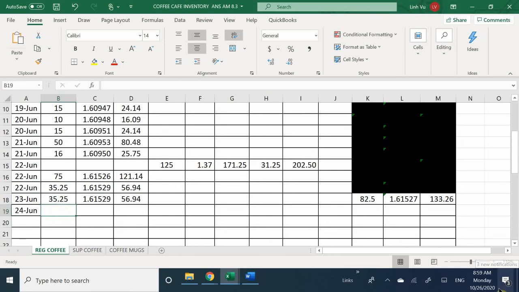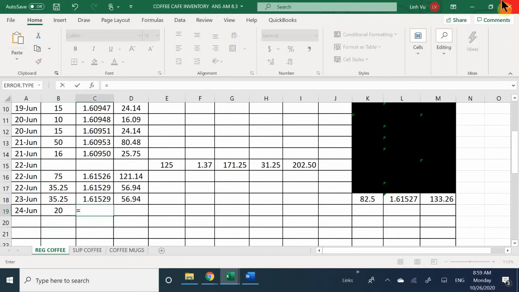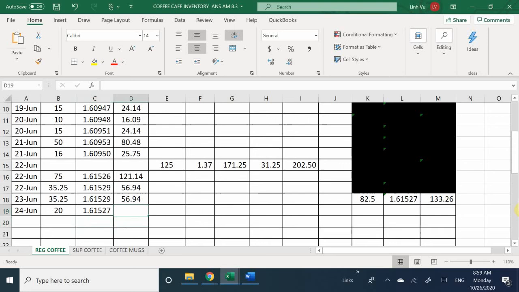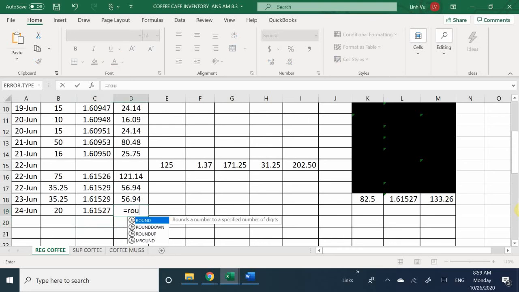20 pounds sold. Okay. Yep, sold. At what amount? Price 1.61527. Okay. Go ahead and apply the formula equal round. 32.31.